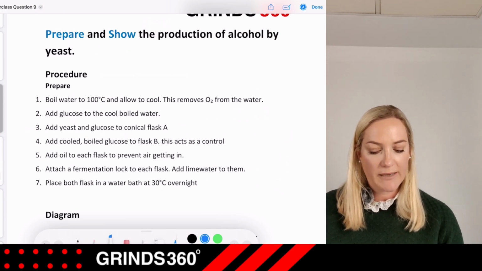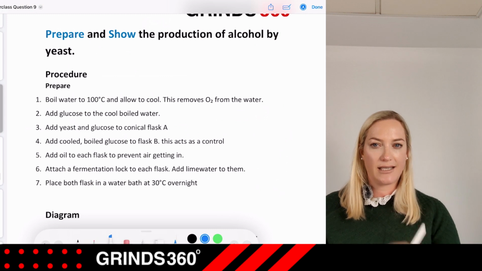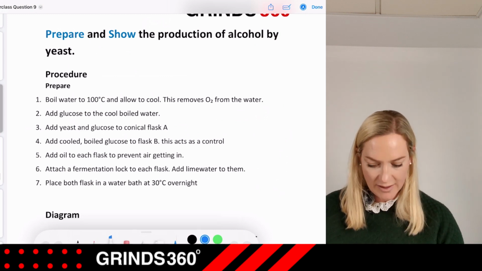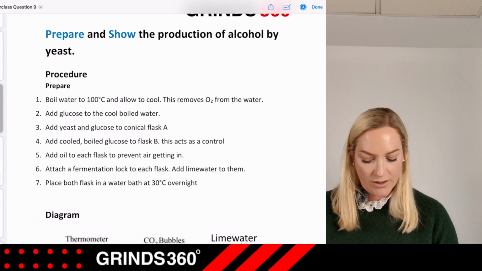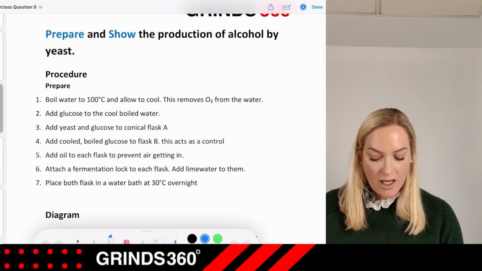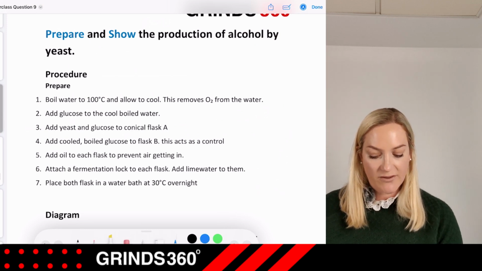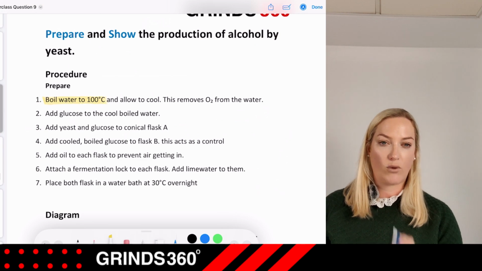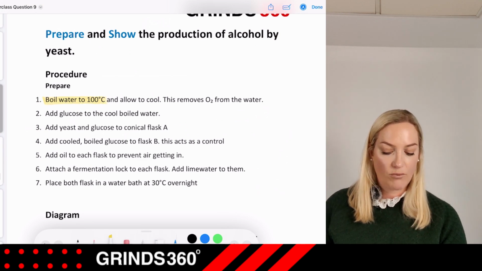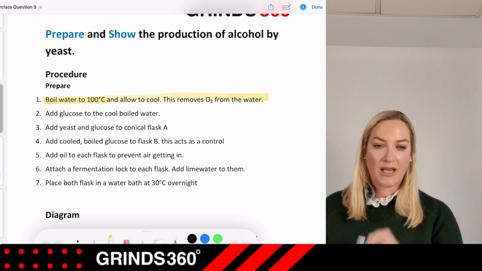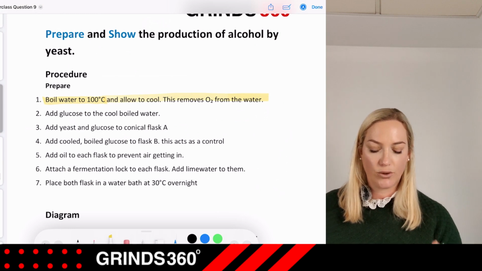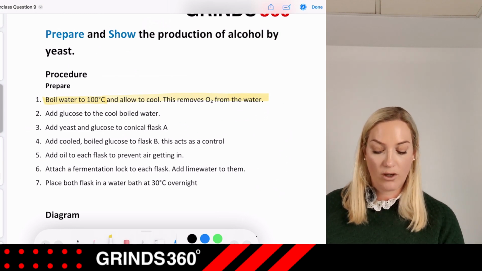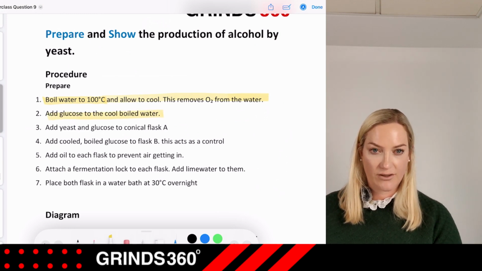So to show and prepare the production of alcohol by yeast, again, this is broken up into two parts. Procedure first. What are we going to do? Our preparation. The first thing that you're going to do, or your teacher might have done, is boil the water and allow it to cool first. What the boiling of water does is remove the oxygen that's present. Then to that cooled, boiled water, your teacher would add your glucose.